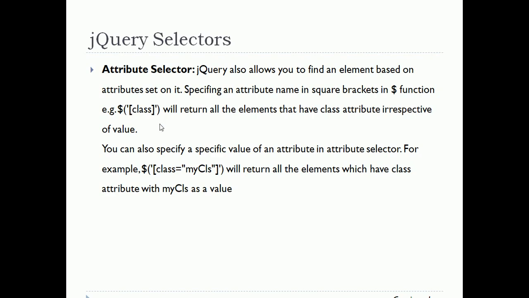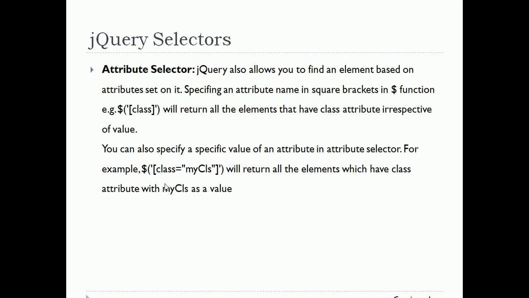Next, suppose you want to select a particular element with a specific attribute and a specific attribute value. In that case you have to follow this way. Inside square brackets you will specify your attribute name, which is assigned its value, and which is enclosed in double quotes.